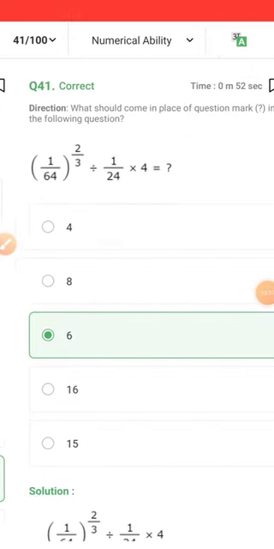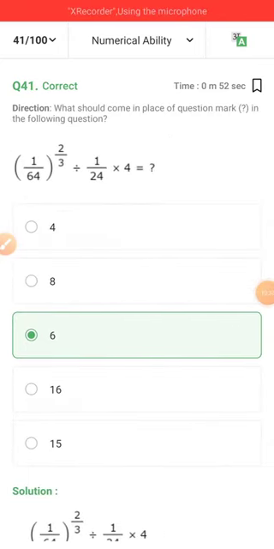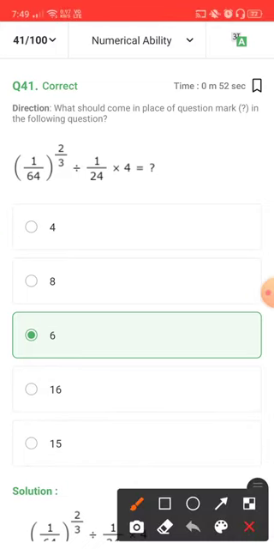So the next question is a mathematical problem. So 1 by 64 raised to 2 by 3. First we have to do the division, then multiplication. So what is division? First we have to reduce this. So 1 by 64 raised to 1 by 3 into 1 by 64 raised square. So first we have to take the cube root.